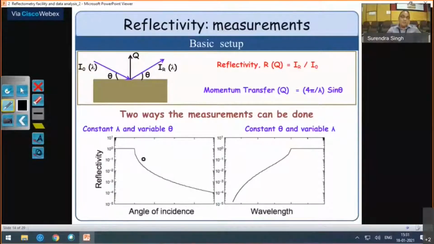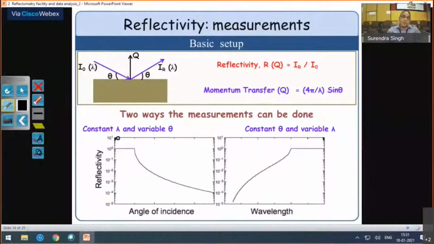If we change the angle of incidence and take a fixed lambda, then the reflection will give the reflectivity. And if you change both the angle of incidence and the wavelength in Q, then you will get the same. Okay, it doesn't matter whether it is variable lambda or variable theta.